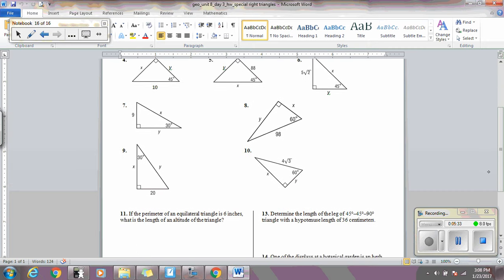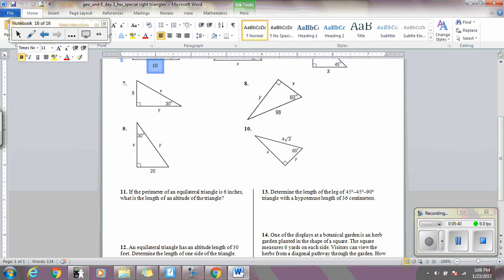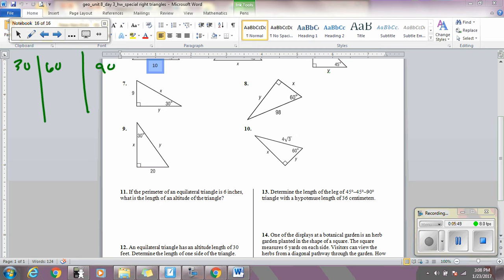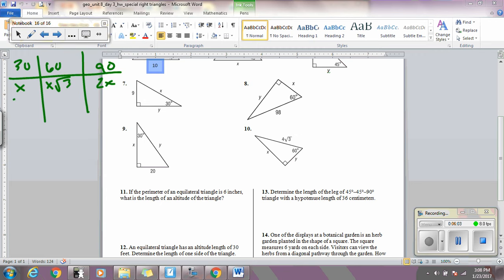Number 7. Now we start getting into the 30, 60, 90 triangle. So of course that has a new pattern. So 30, 60, 90 follows the pattern x, x root 3, and 2x. So let's look at the picture and see what information it tells us.